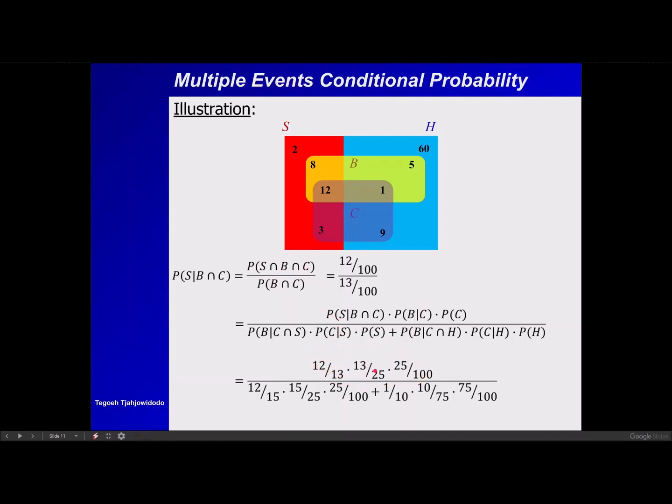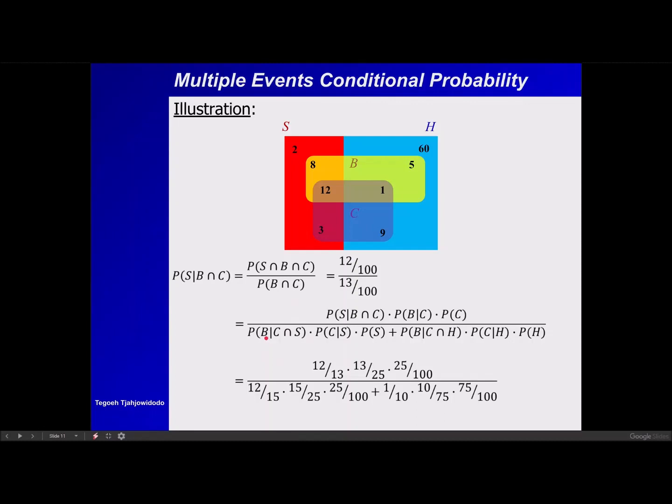And then for the denominator, you can do the same thing: probability of B and C occurring together. Technically, if we look at this diagram, probability of B and C occurring together in this universe will be 13 divided by 100, right? But let's calculate it using the formula.